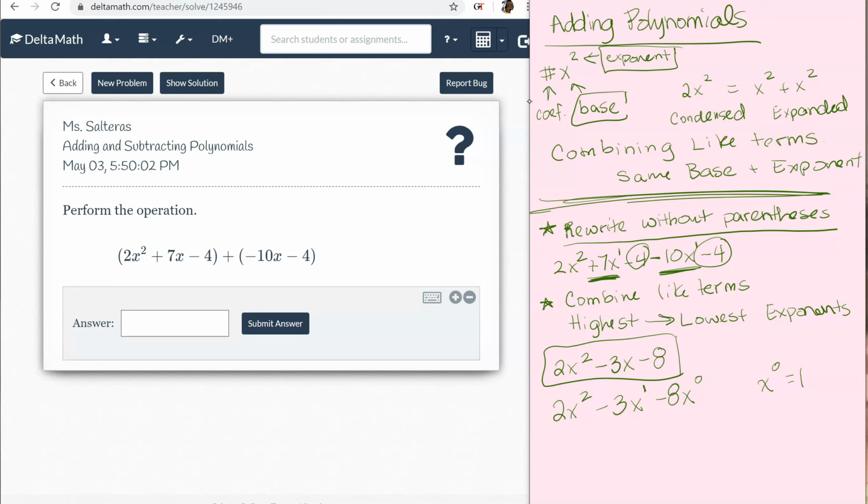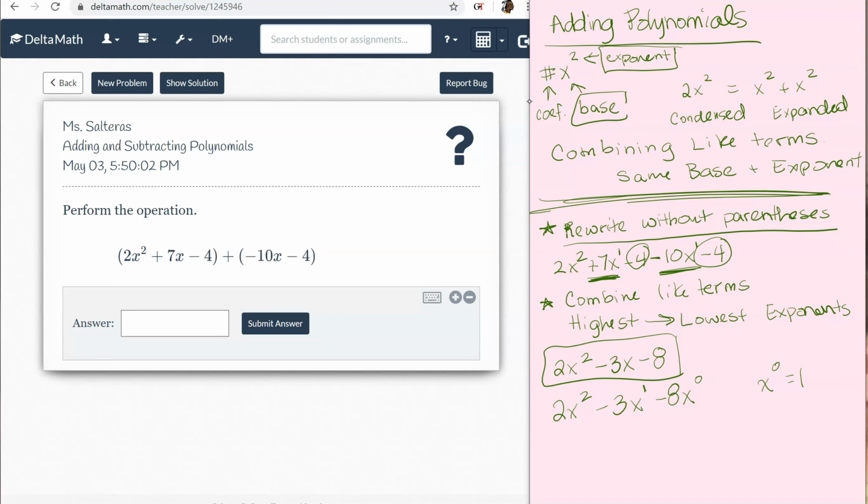So the constants, the ones with just the numbers, you can incorporate the same base with the 0 exponent. You do not need to write your answers like that, but it's just a way for you guys to see what it means to go from highest to lowest exponent.